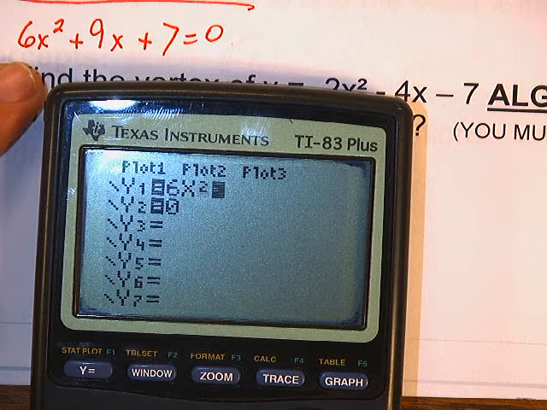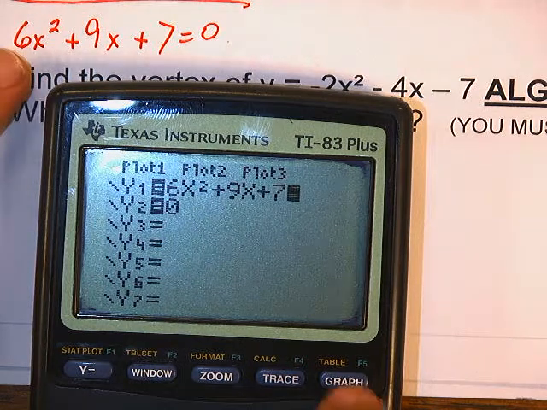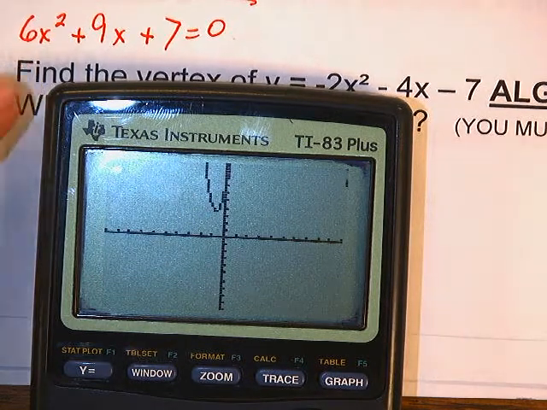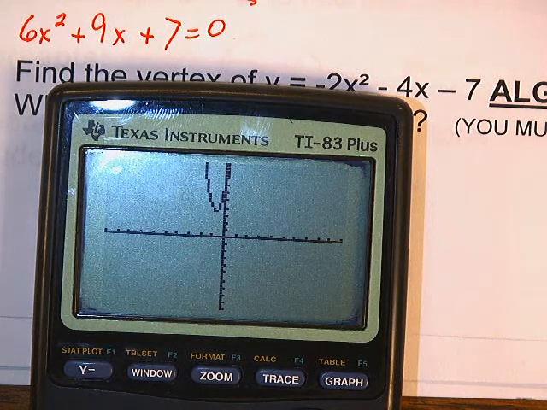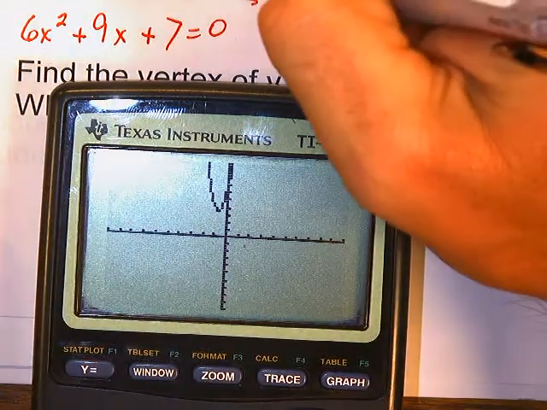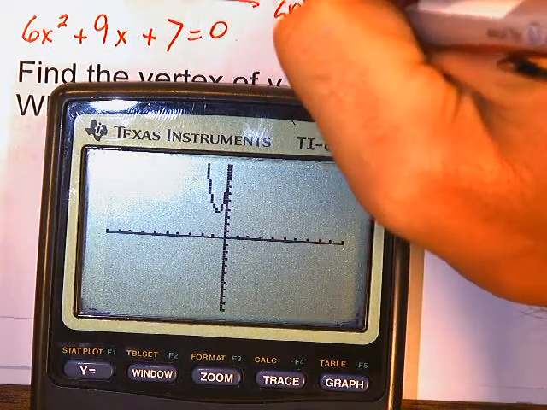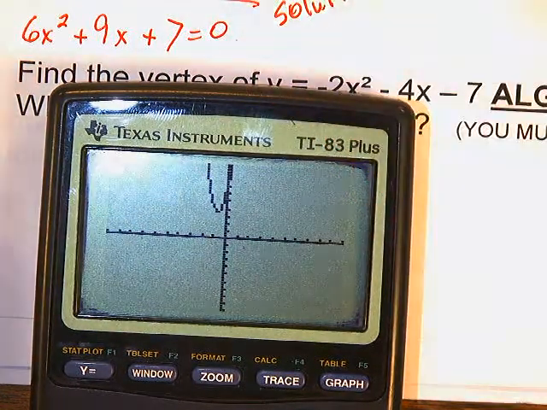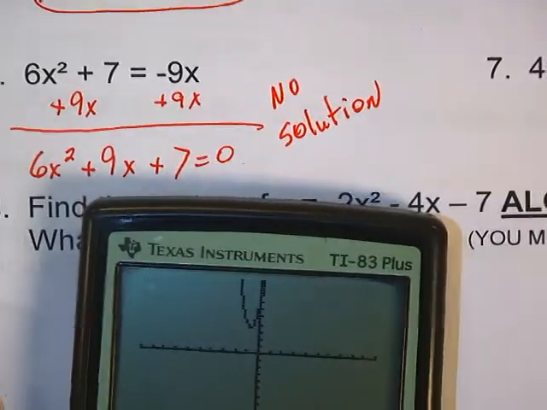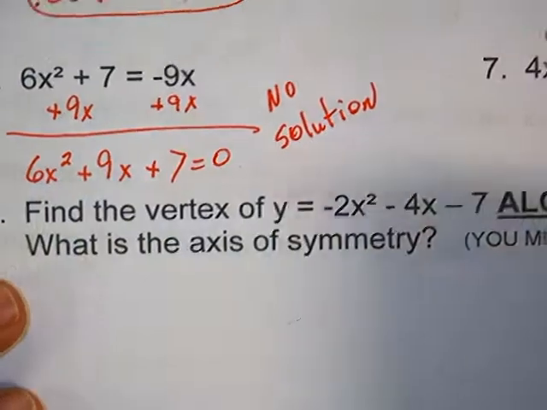Let's put this in our calculator. 6x squared plus 9x plus 7. Hit graph. Now, look closely. Does this cross the x-axis? No. If the x-intercepts and solutions are the same thing, and this doesn't cross the x-axis, what would be the solution for number 6? Where does it cross the x-axis? It doesn't. So number 6 is no solution.